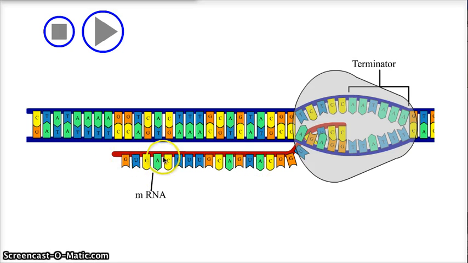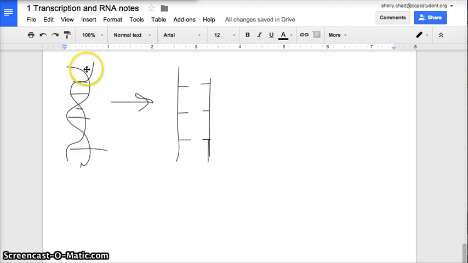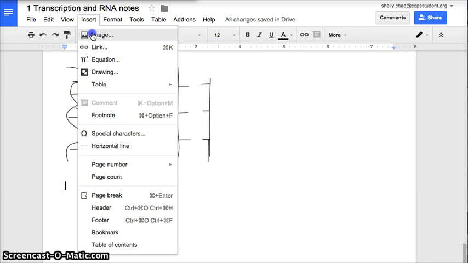So big, again, key, very important. Every time you see U, you know it's mRNA. So mRNA is single-stranded, and it's going to have U's in it.